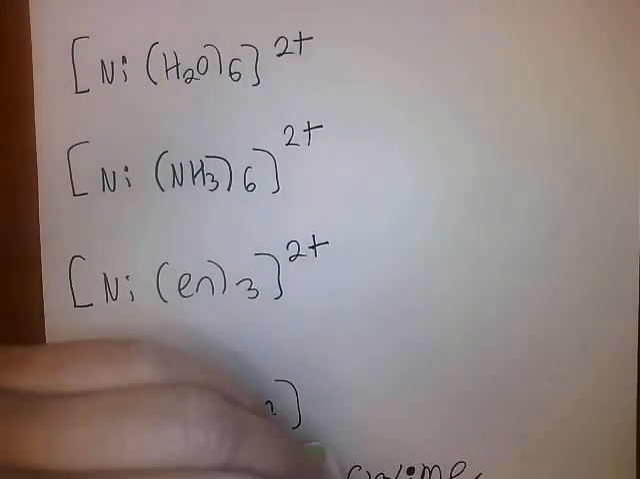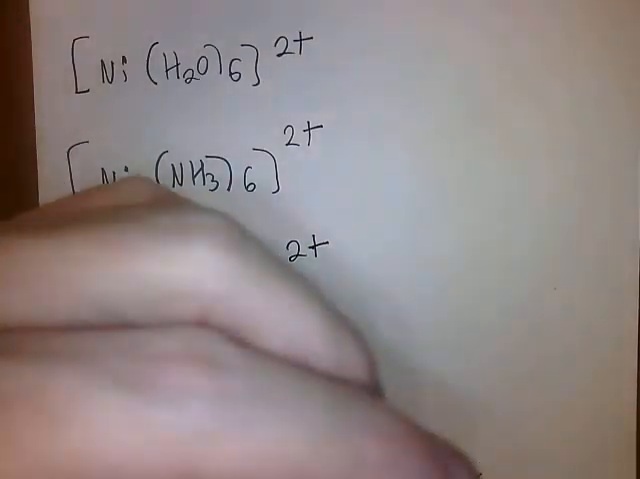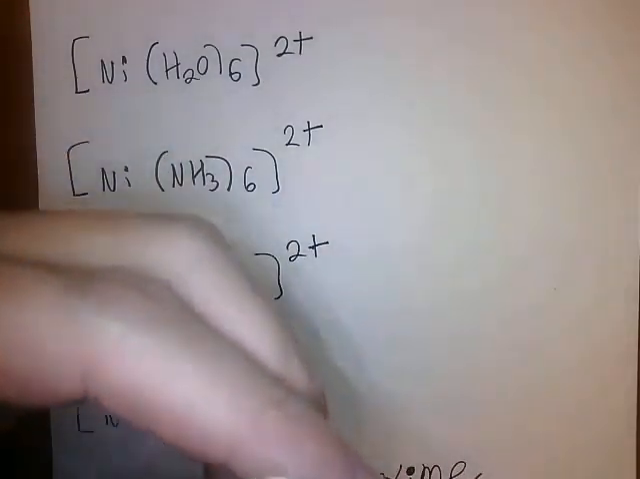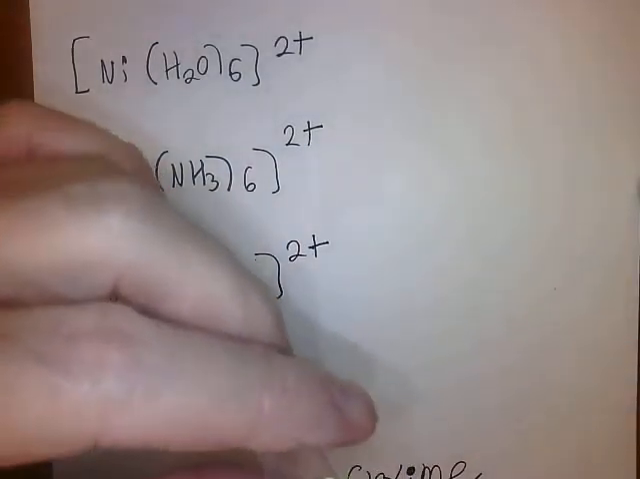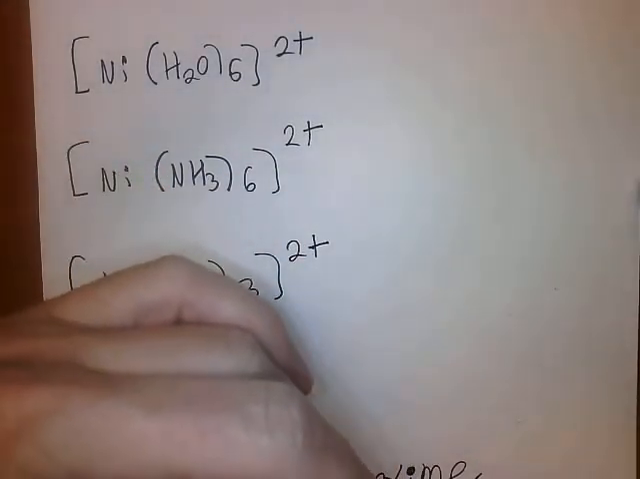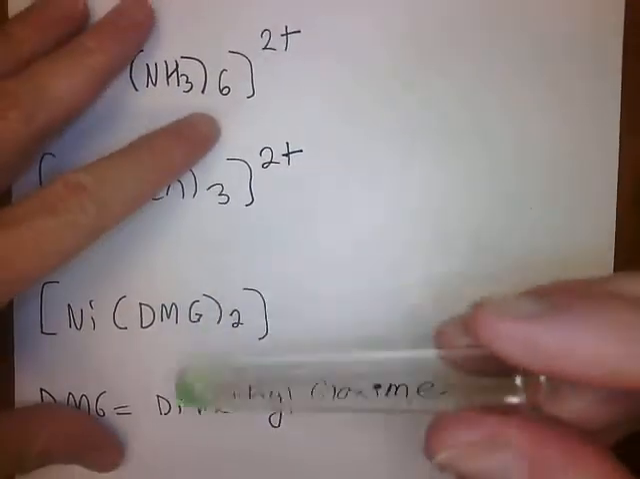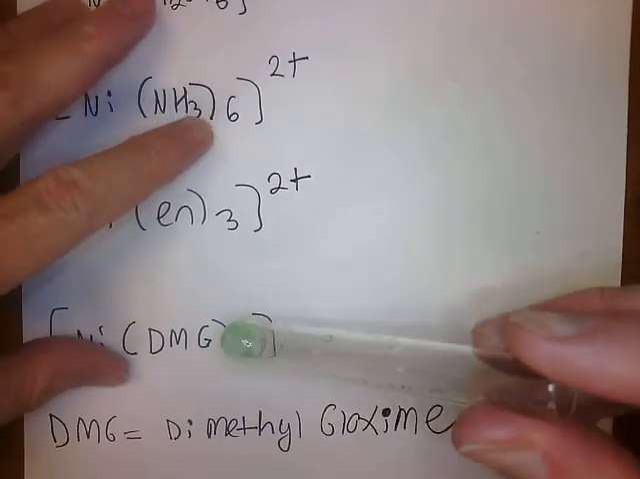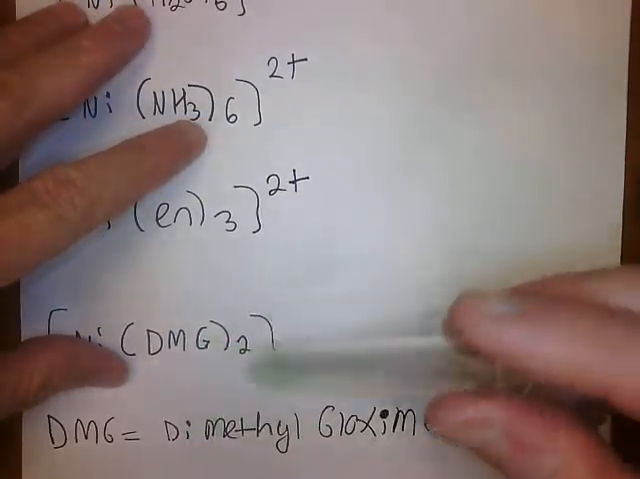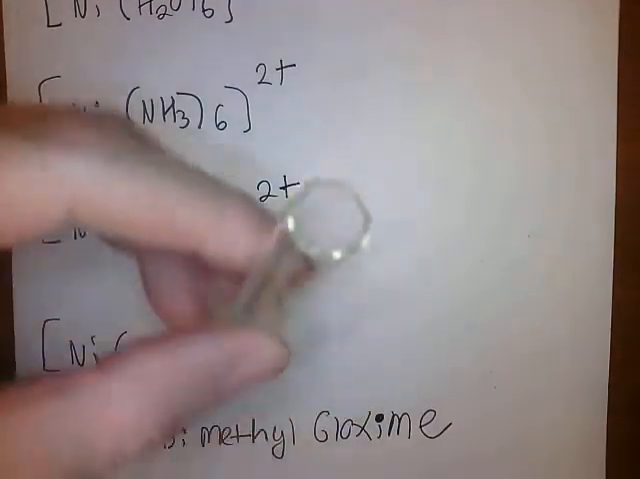Now the last one, what we're going to do is add dimethylglyoxime, a solution of dimethylglyoxime. Let's first dissolve this up in a little bit of water. Alright, add a few drops of water, dissolve up the nickel. And now watch this, because you're going to see a big change here.